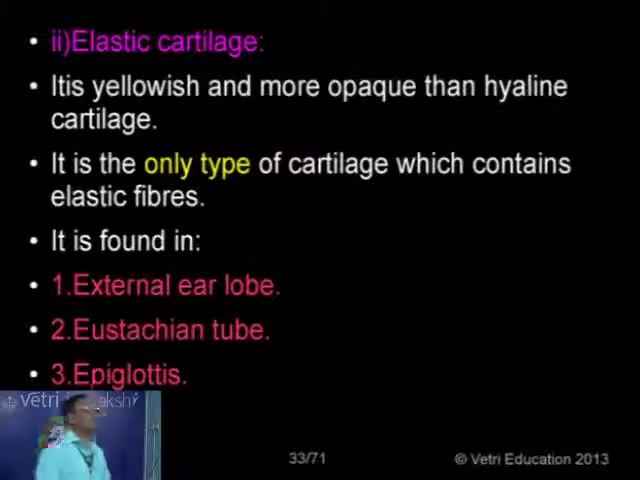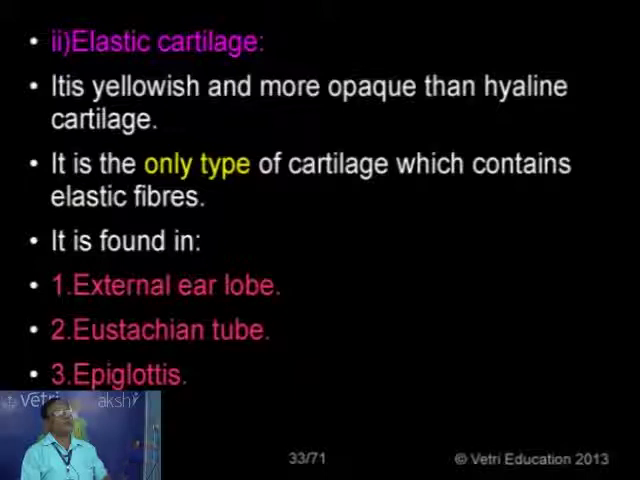Now let us pass on to the next type of cartilage, the elastic cartilage. The name itself implies that it is highly elastic. I mentioned already that in the case of cartilage, we have two types of fibers, namely the white and yellow fibers or elastic fibers. So this is a type of cartilage which has only the elastic fibers or yellow fibers. When compared to the previous one, normally it is yellowish because of the presence of yellow fibers and also more opaque than the previous one. The previous cartilage is normally transparent or translucent.